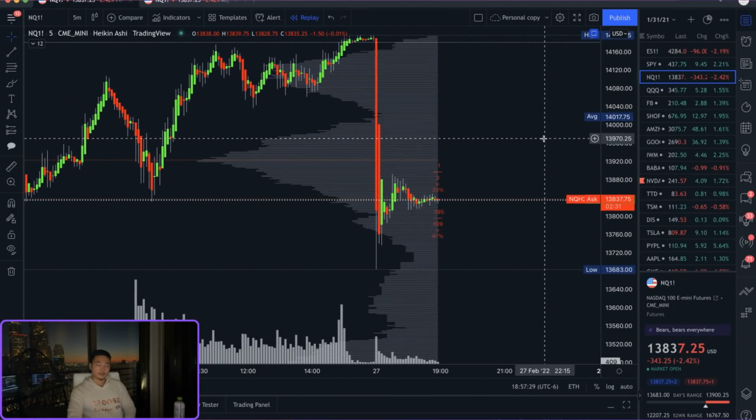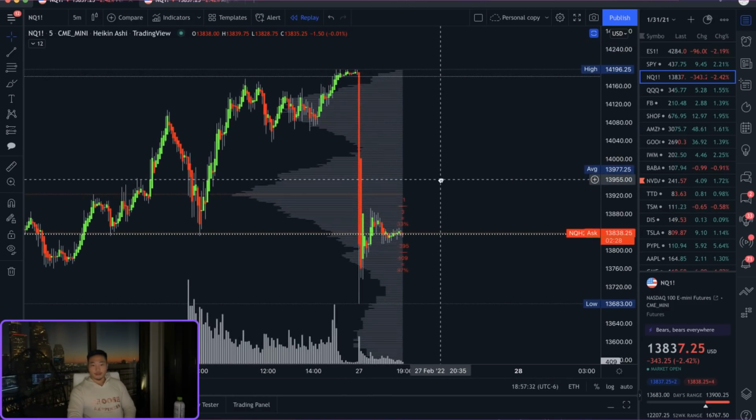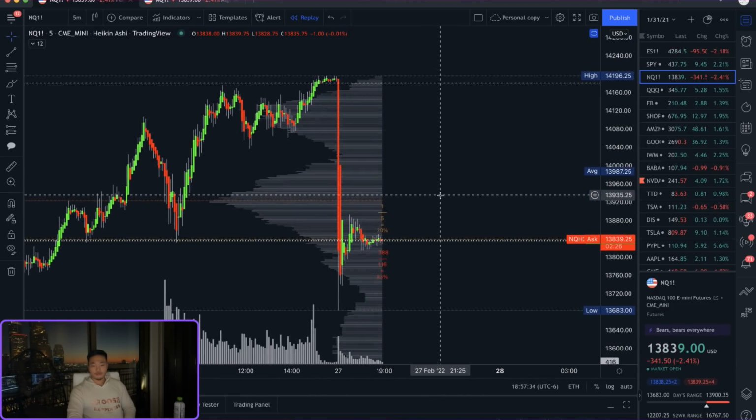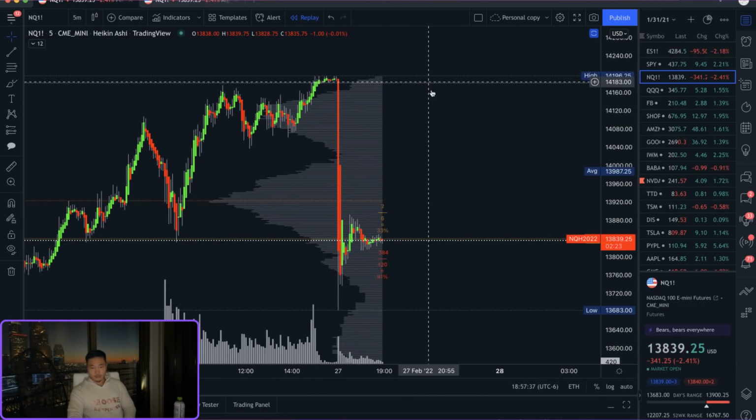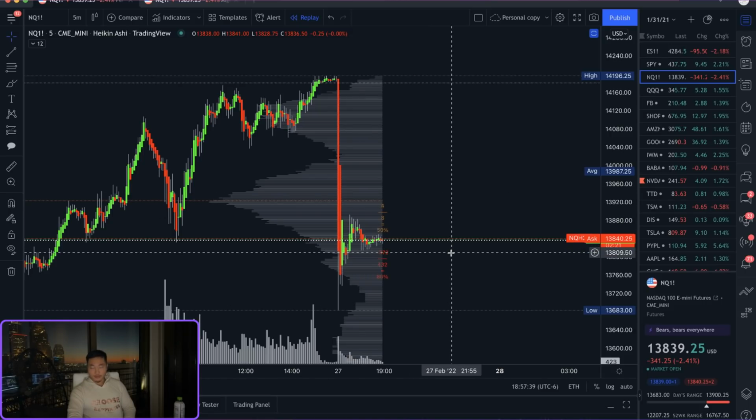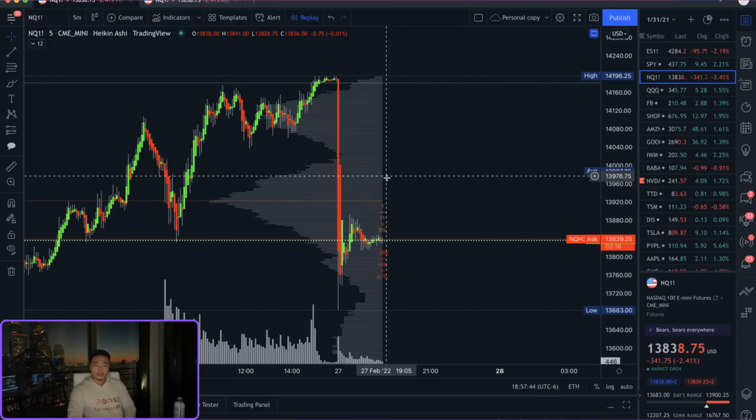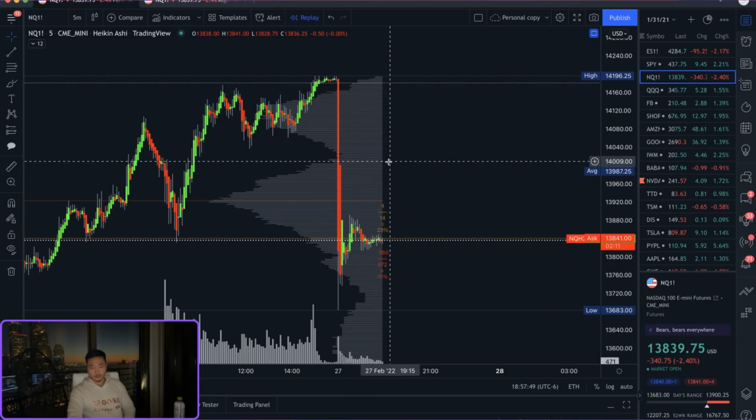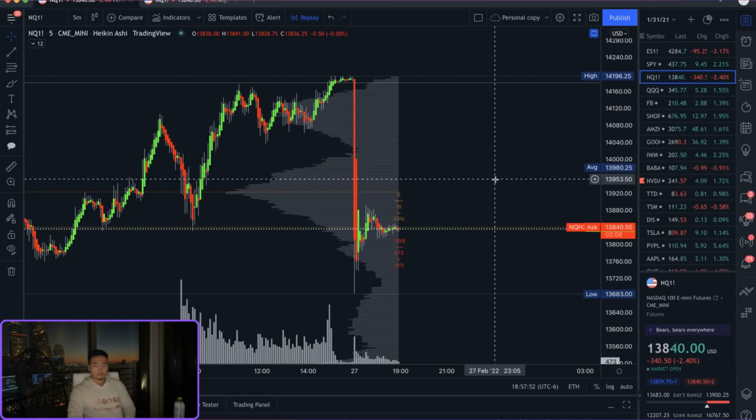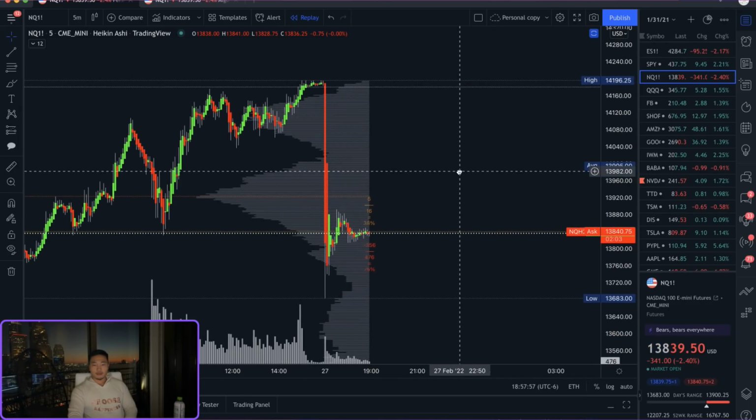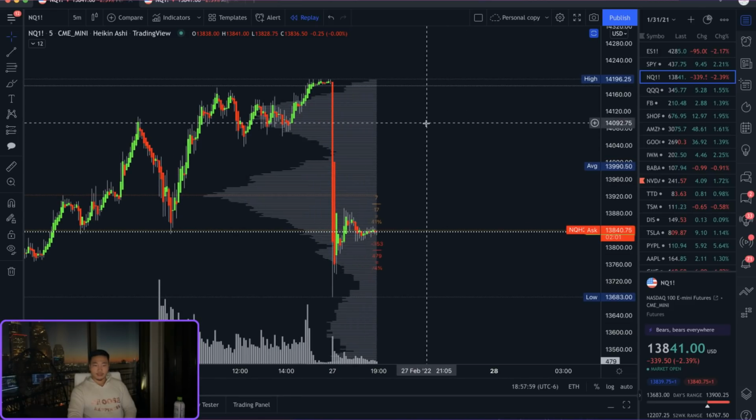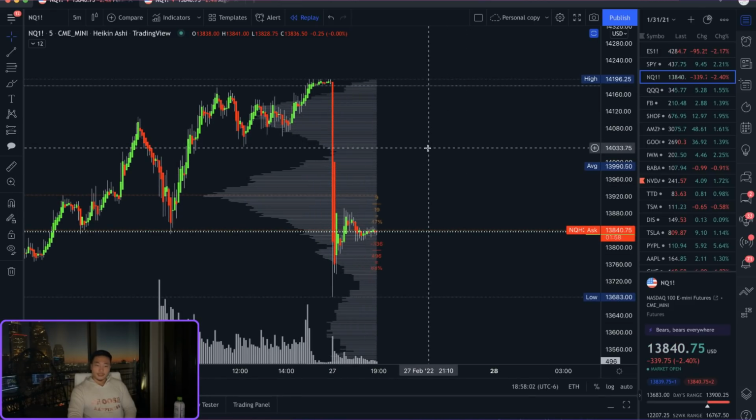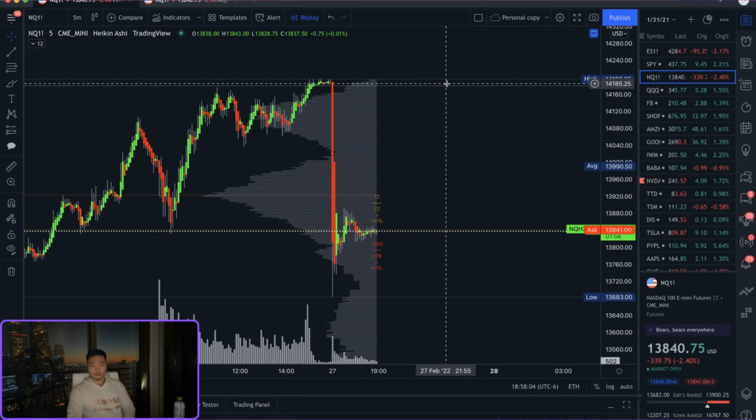First thing is I can see there is a double distribution from 14,200 to 13,800, and the distribution from 13,800 and 1400 is traded more frequently than the 14,800 into the 14,200 over here.